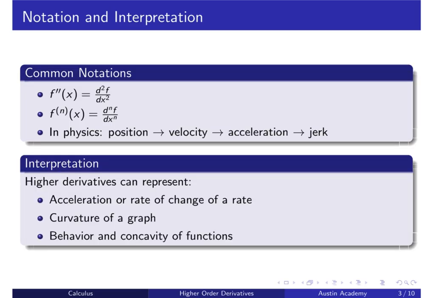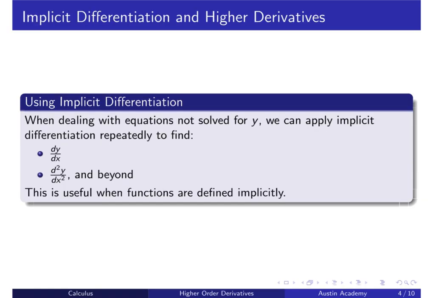Interpretation. Higher derivatives can tell us the acceleration or how fast a rate is changing, the curvature of a graph, the concavity and behavior of a function. Implicit differentiation and higher derivatives. Sometimes we work with equations not solved for y. In those cases, we use implicit differentiation, and we can apply it multiple times. For example, we can find dy over dx, then d squared y over dx squared, and beyond.